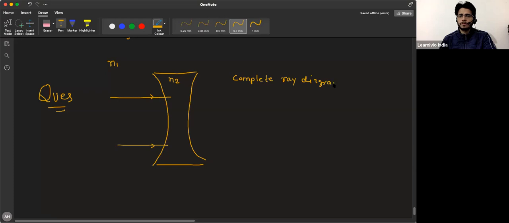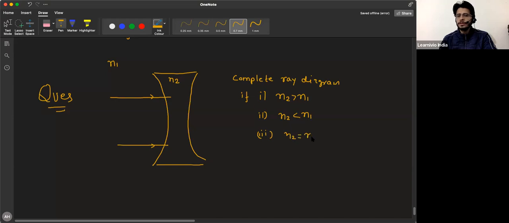If, first part, n2 is greater than n. Second part, n2 is less than n. Third part, n2 is equal to n.